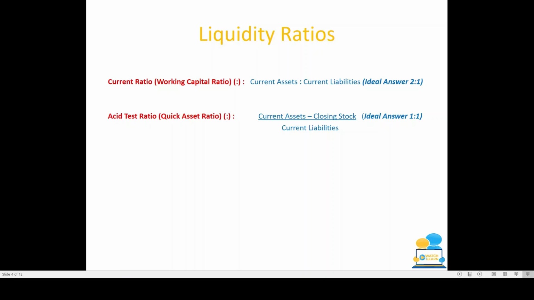Liquidity ratios are very straightforward. A current ratio, or working capital ratio, is we just compare our current assets to our current liabilities, and that should be over 2:1. And the more commonly used one, or the one that's perceived to be better, is the acid test or the quick ratio, as it's sometimes called.